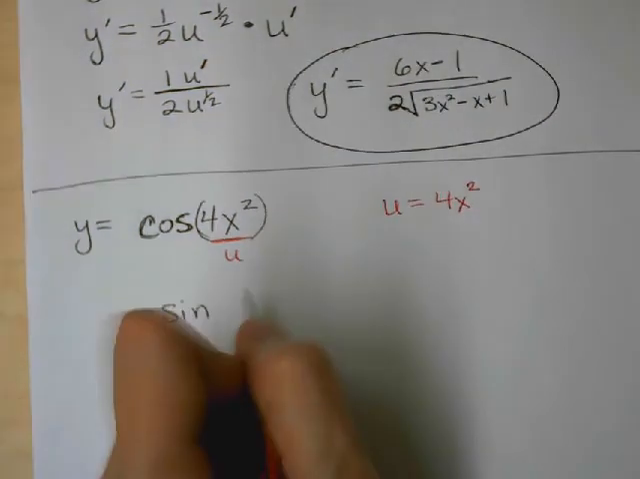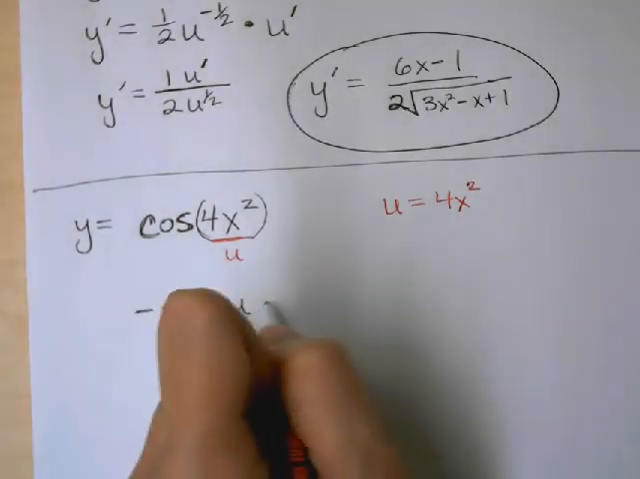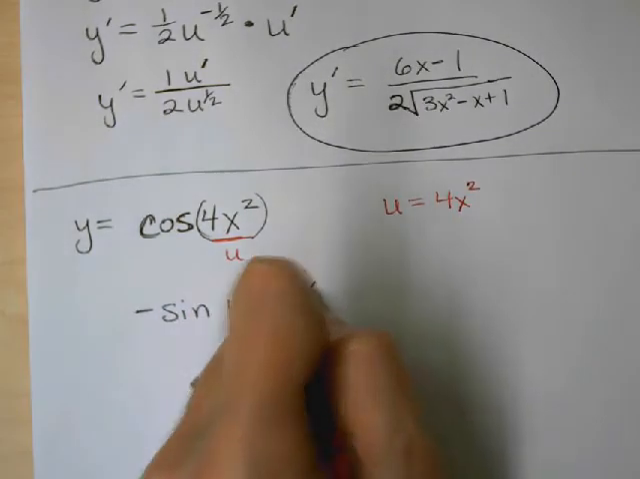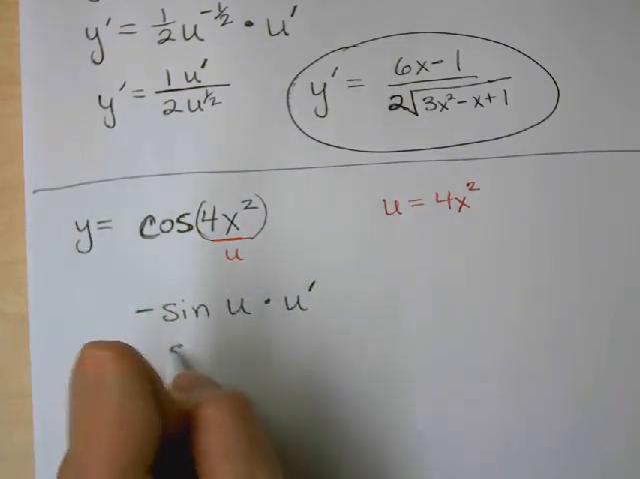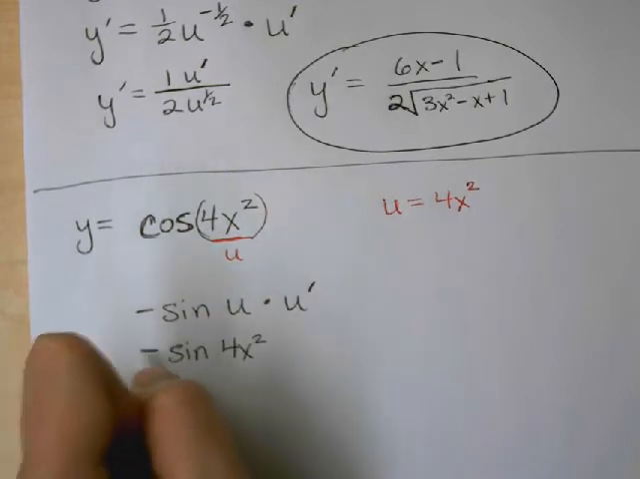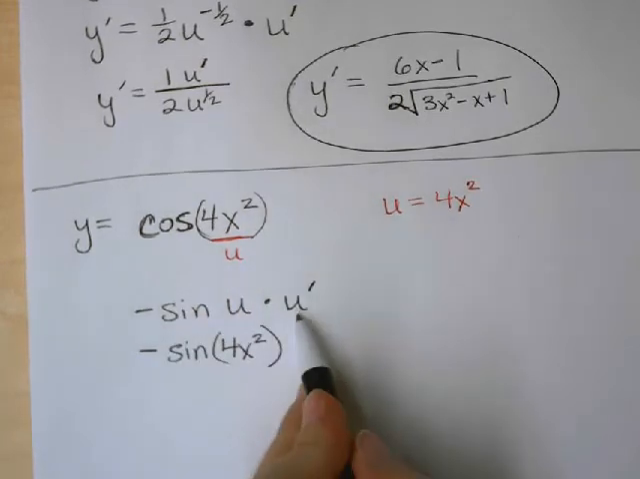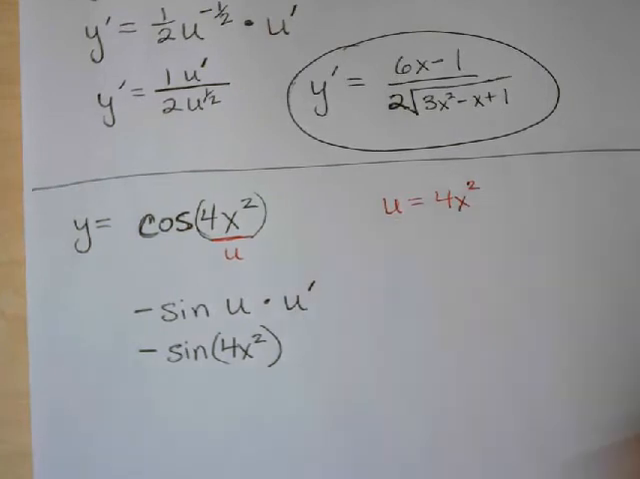So it's going to be like sine of this u stuff, and then times the derivative of u. And so we said this u stuff was 4x squared. So it's still negative sine 4x squared. But then you have to times by the derivative of this u stuff. So what's the derivative of u? Yeah, so it'll be times 8x.